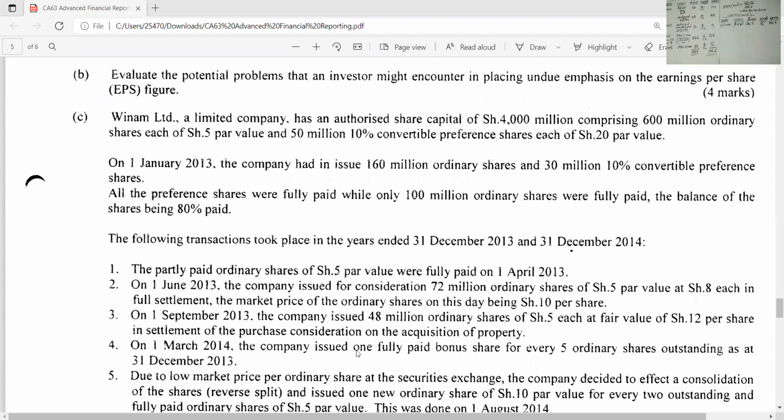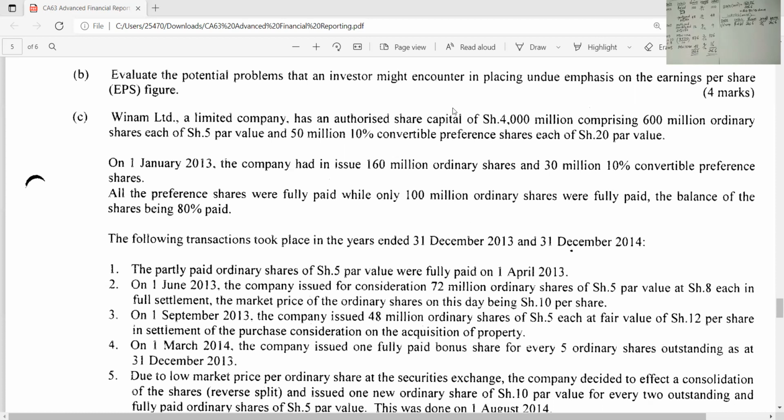In which proportion? The company issued one fully paid bonus for every 5 ordinary shares outstanding as at 31st December 2013. Remember that 31st December 2013 is the end of the previous year, which means that is the shares which were there as at the start of the financial year 2014. You know that a bonus is all about shares given to the existing shareholders in a certain proportion at no consideration, that is for free. So for every 5 you have, you are given 1 for free.